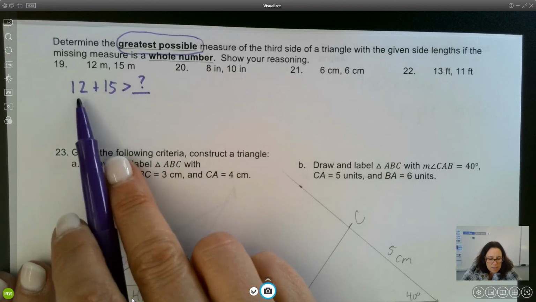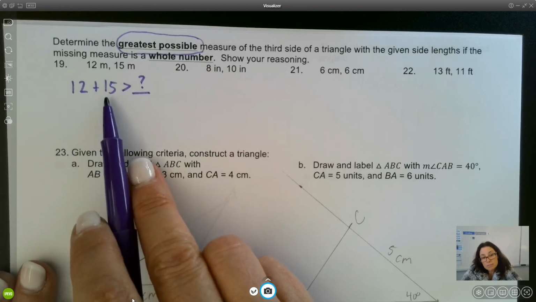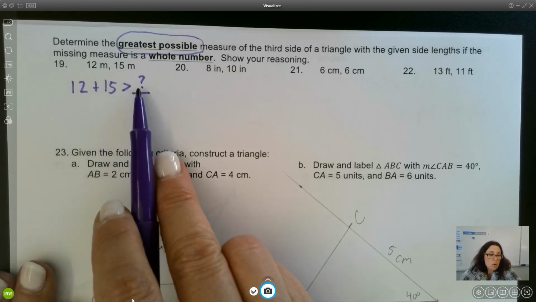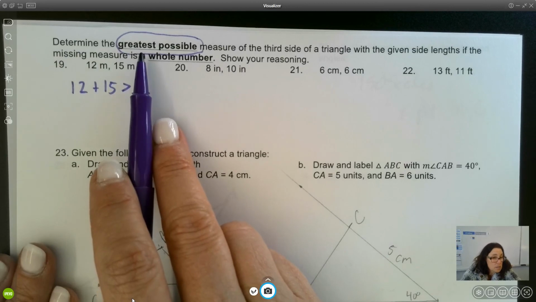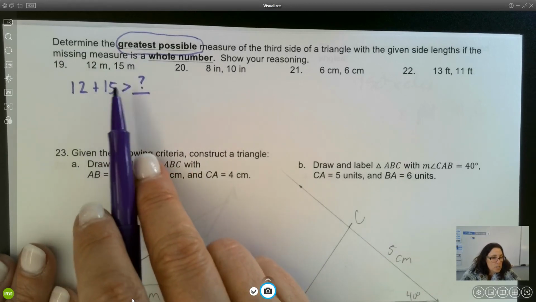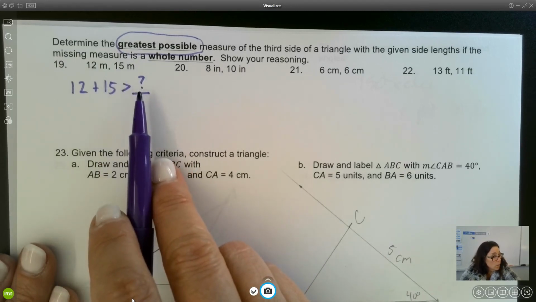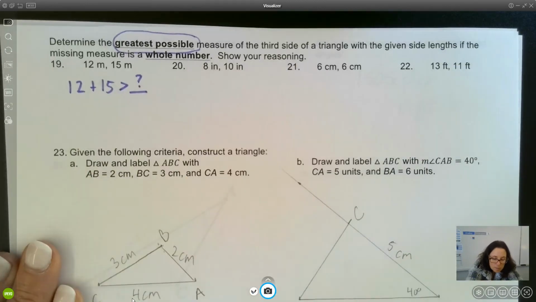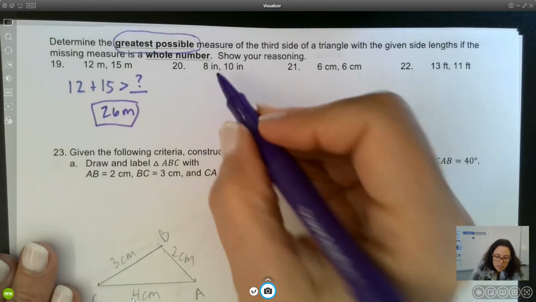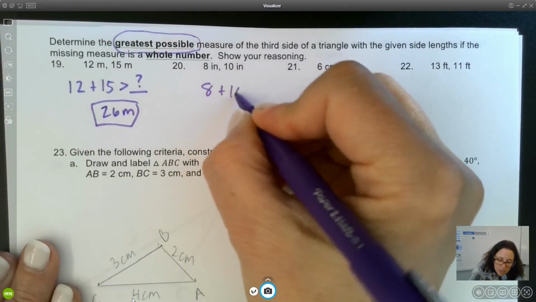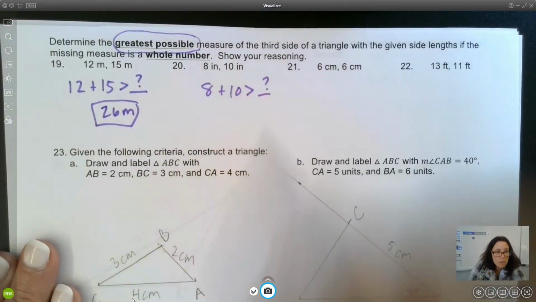Okay, so if we add these together, that's 27. Well, 27 is bigger than 1. 27 is bigger than 5. 27 is bigger than 10. Okay, I'm looking for the biggest. 27 is greater than 26. 26 meters. Okay, this guy right here, 8 plus 10 is greater than question mark.